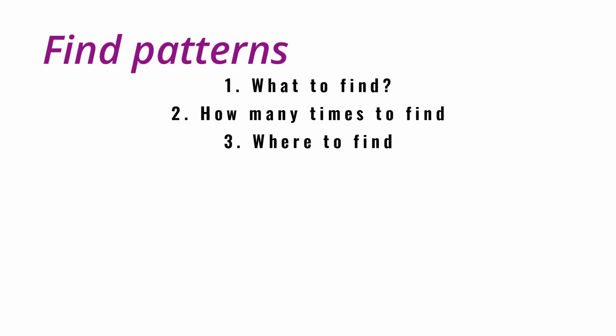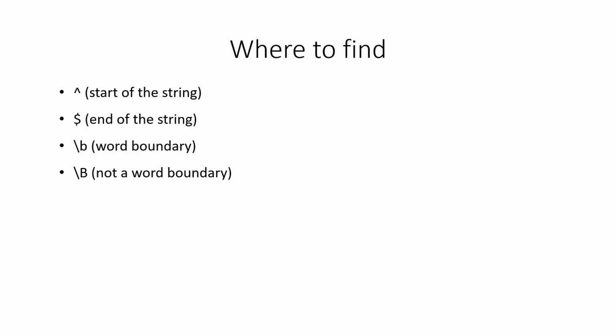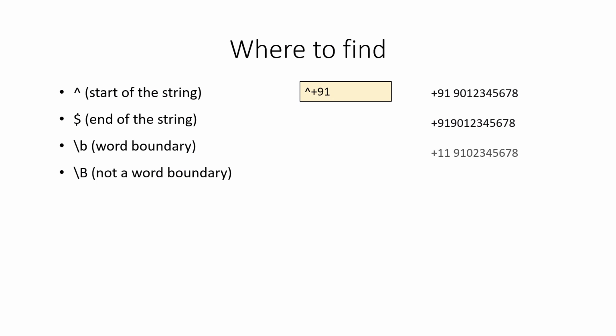Now the next step, we can find objects at the start of the string, at the end of the string, at the boundaries of a word, or not at the boundaries of the word. So for example, if you want to find the STD code or the dialing code of a country, it has to be at the beginning of a string. We don't want to find it at the end of the string or somewhere else in between. So it matches the first two strings, but as you can see in the third string, even if plus, 9 and 1 are present in the string, it doesn't match because they are not at the beginning of the string.